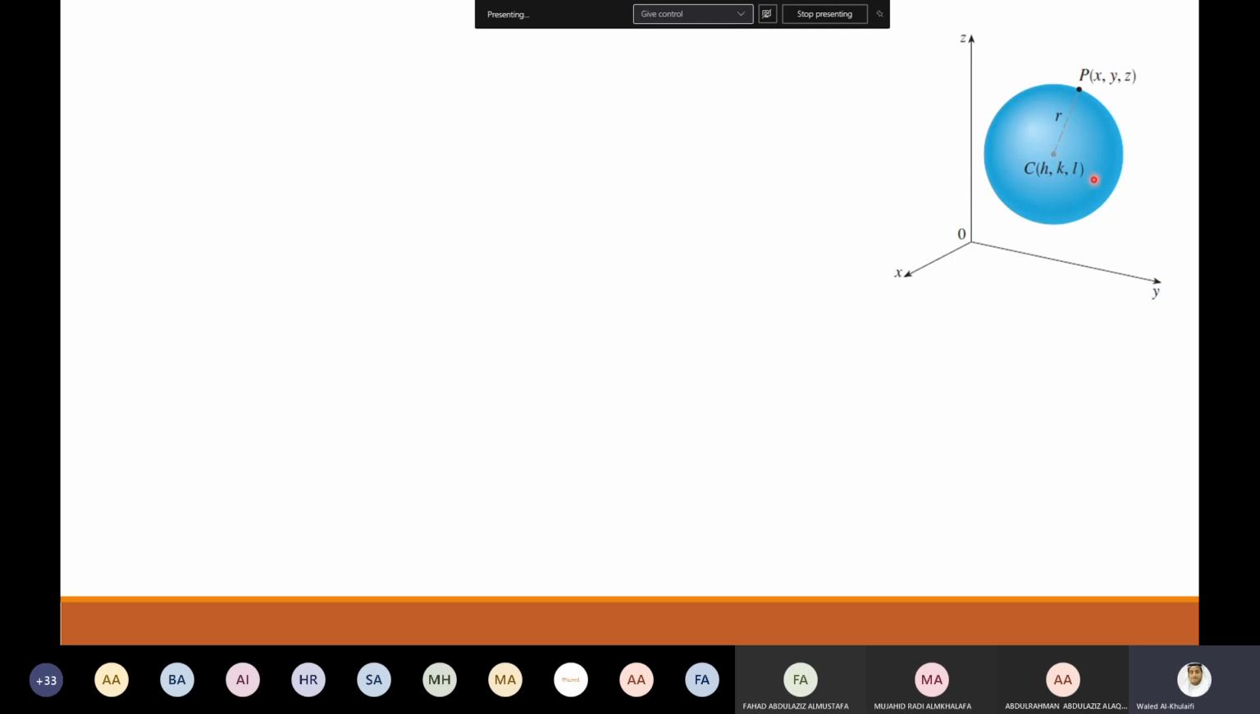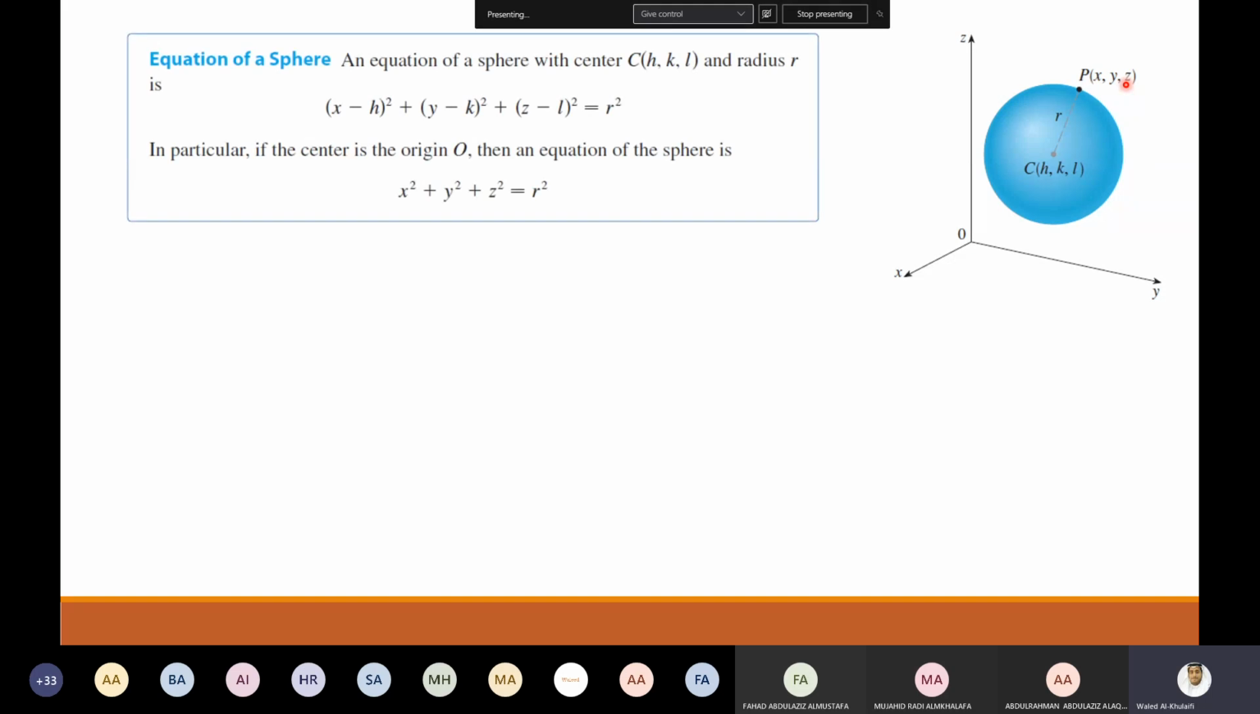So the sphere, we can define it as the set of all points which have the same distance from a certain point. That certain point we call the center, and this distance we call the radius, which is r. Assume the center is the point C, which has the coordinates h, k, l, and this is any point on the surface of the sphere, which is P, x, y, z. So the equation of the sphere is given this way: x minus h squared plus y minus k squared plus z minus l squared equals r squared.